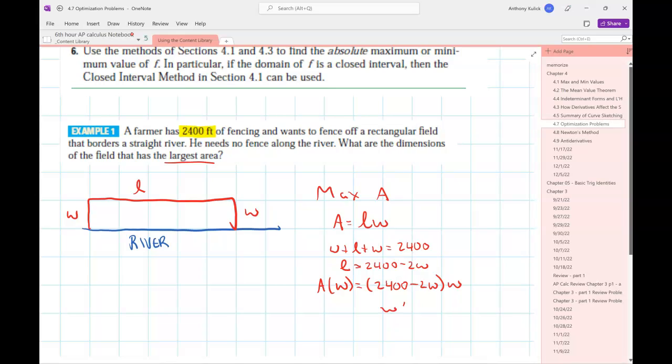We need to determine a domain now for this function. So what values of W are acceptable inputs? What's the lower bound on that value for W? Zero, right? W is a width. Widths can't be negative, surely. So 0 seems like a good value there.